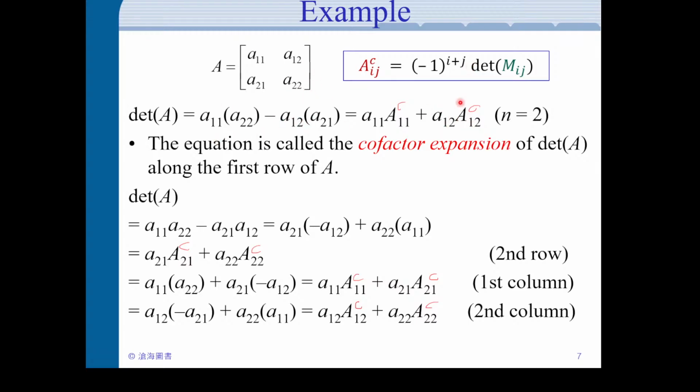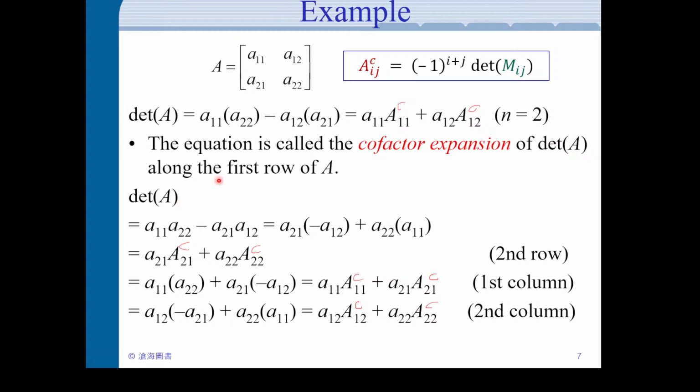Then we have AC12. You take this 1,2 element, and you delete this row and this column. The remaining matrix is this A21, so the determinant is A21. But now you have -1 to the 1 plus 2, which equals -1, so you have the extra minus sign here. So in the end, you see that this is A11 A22 minus A12 A21, exactly as we expect. Okay, so this is a cofactor expansion.